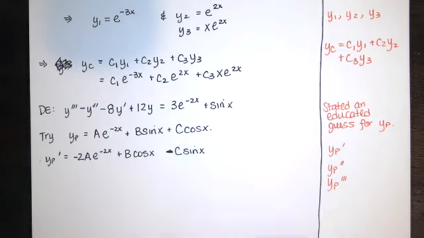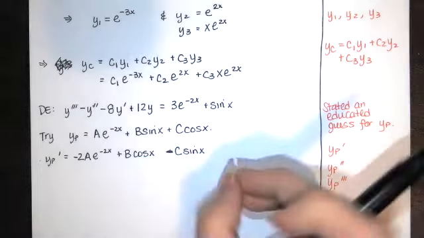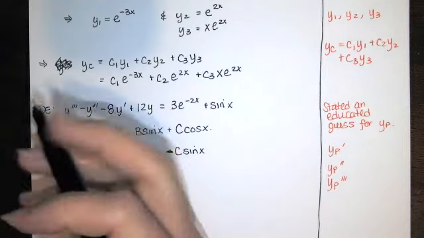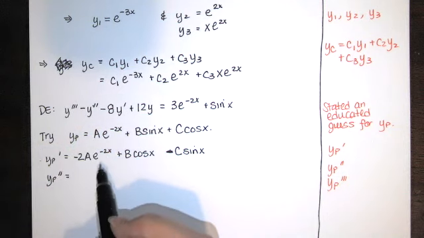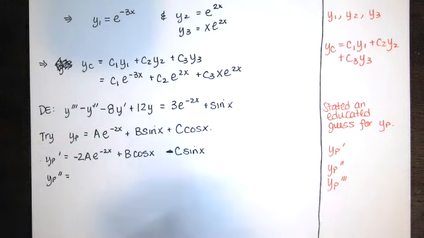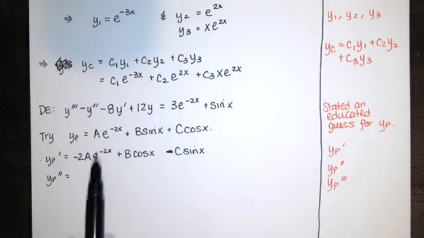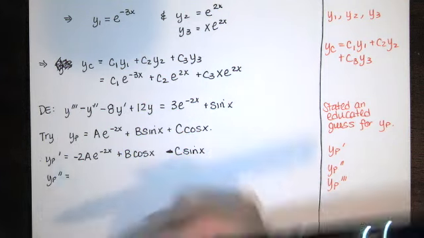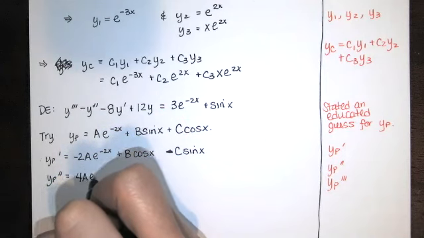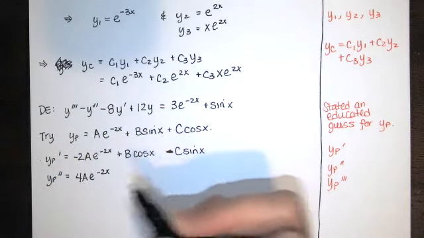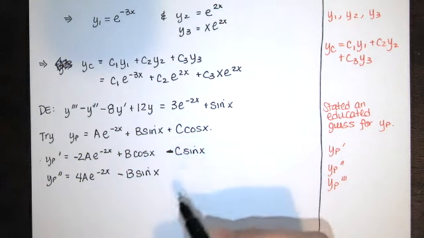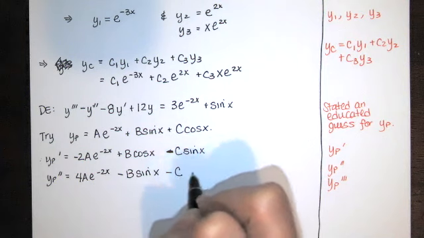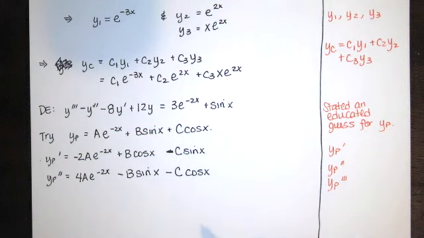So you can write minus c sine of x if you want, or you can write c times negative sine of x. Either way will work. That's our y sub p prime. Take the derivative again. Well, every time we take the derivative of e to the negative 2x, we're going to get an extra factor of negative 2. So I'll have negative 2 times this, which is positive 4a times e to the negative 2x. Derivative of cosine is negative sine, so I'll have negative b times sine of x here. And the derivative of sine is cosine, so I'll have negative c times cosine of x there.